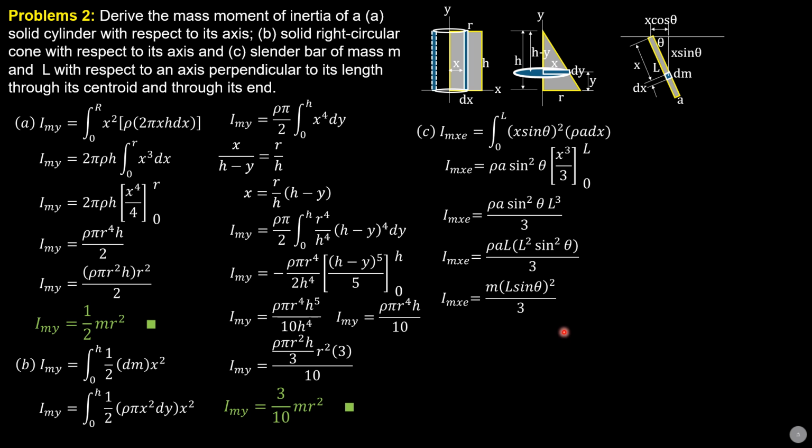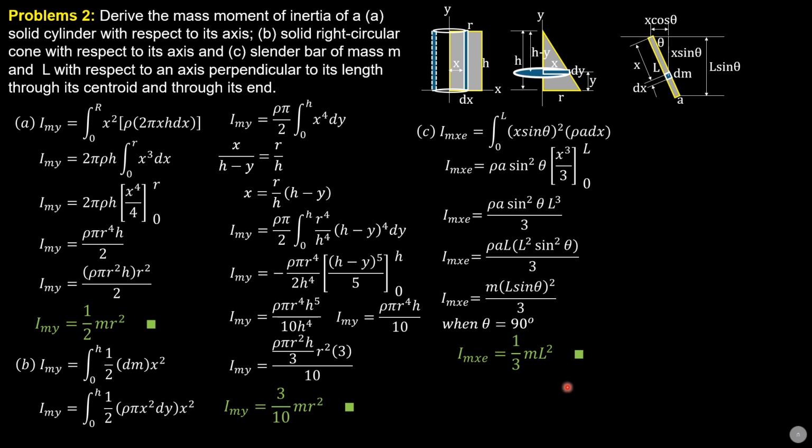And when theta is equal to 90 degrees, that means the bar would be perpendicular to the axis through the end, then sine 90 is 1. The mass moment of inertia, therefore, with respect to the end is 1/3 m L squared. So 1/3 m L squared.